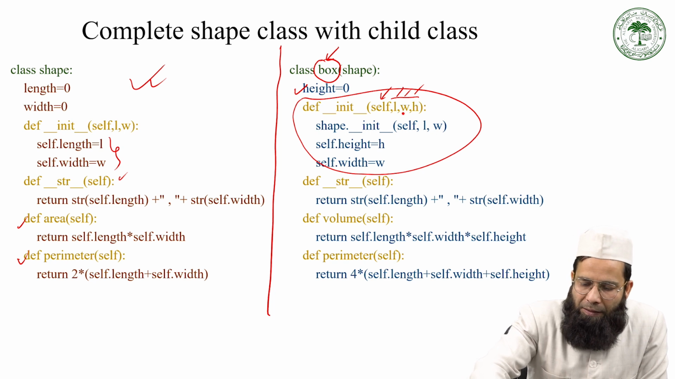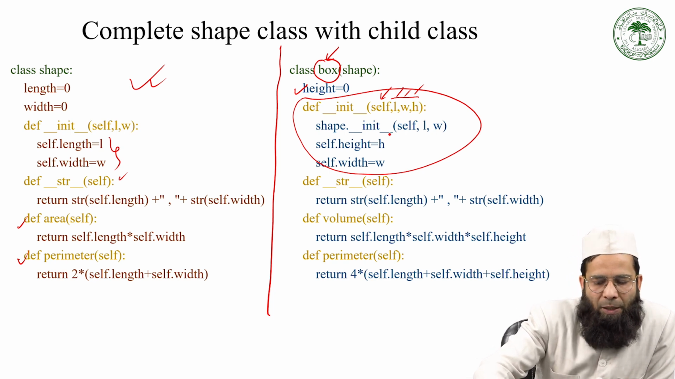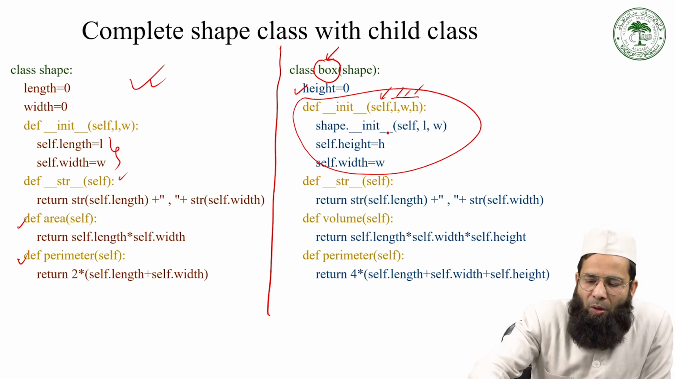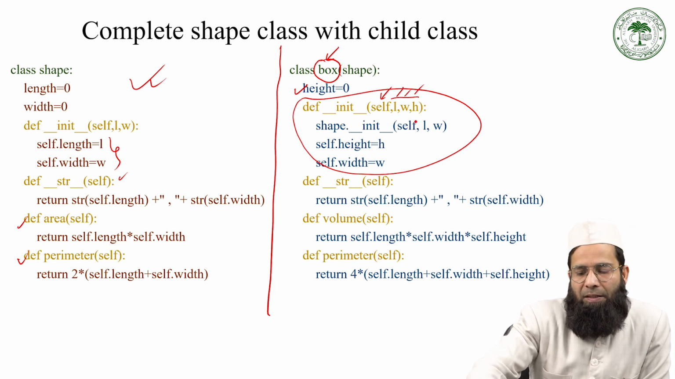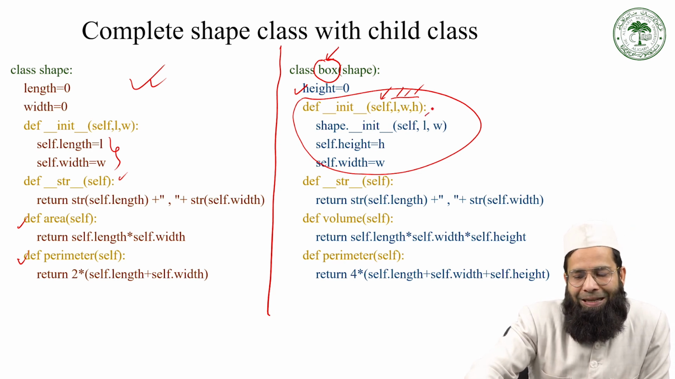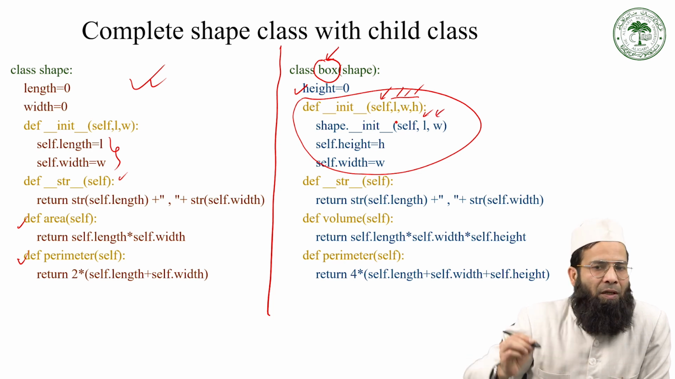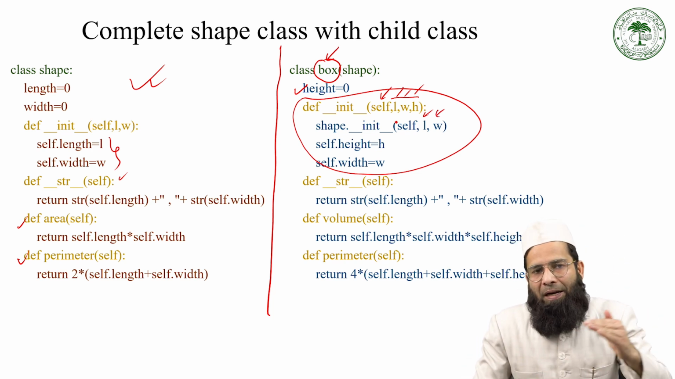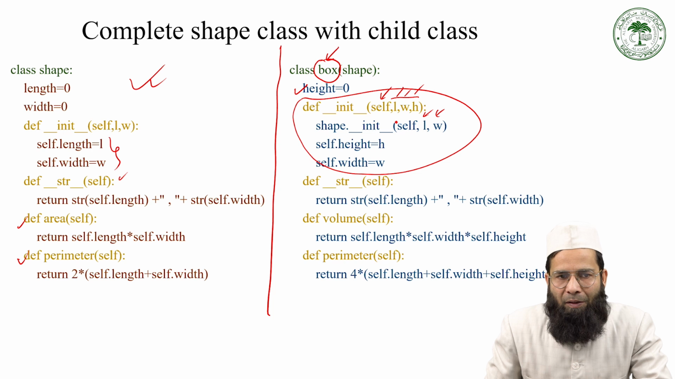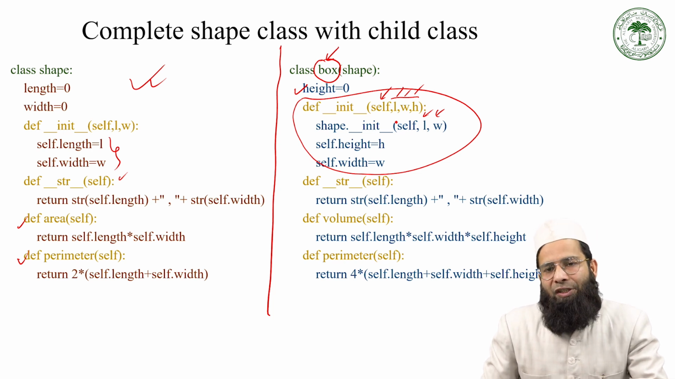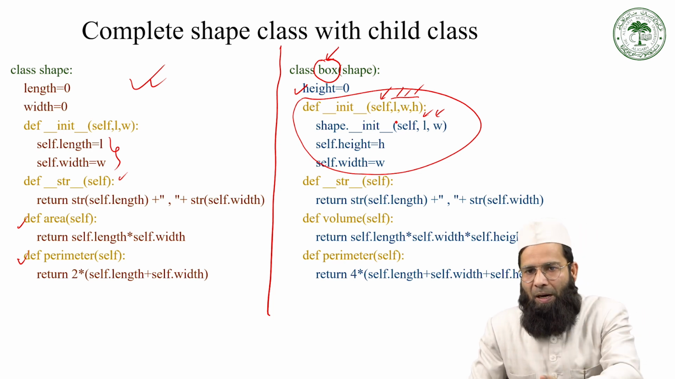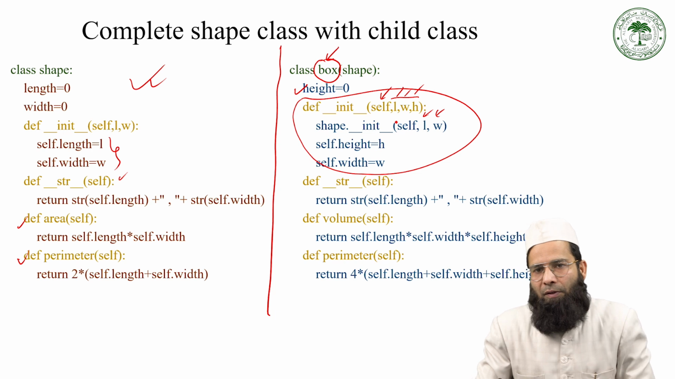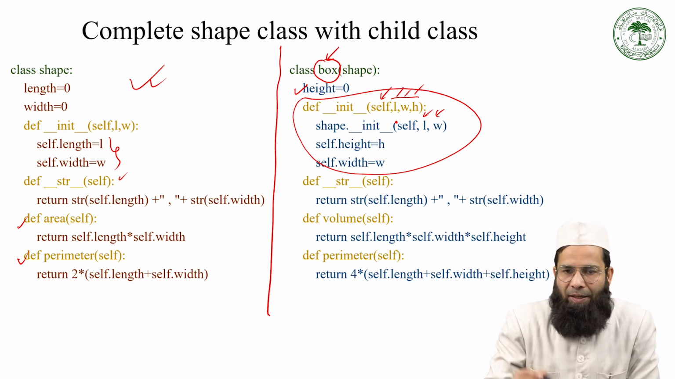And here I am including shape.__init__. It means it is calling the parent class constructor, and in that constructor I am passing the value of length and width apart from self, right? So in this way the parent class data member would be initialized, which is actually part of Box because of inheritance.